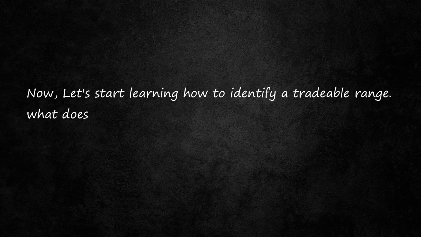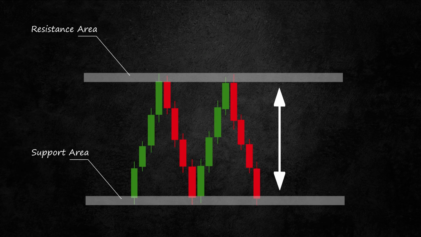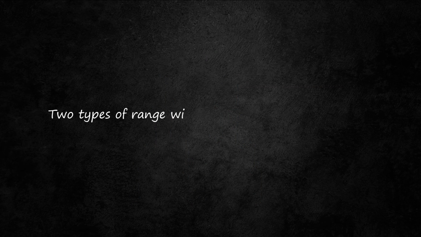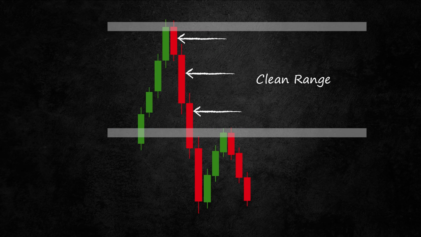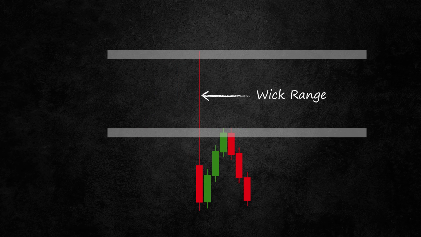Now, let's start learning how to identify a tradable range. What does range mean? It is the difference between the price of support and resistance, to support, or to resistance. Two types of range we'll use to trade in this strategy. First one, clean range. The clean range represents candles that have a big body going in the same direction. The second one is the wick range, so as the name describes, it's a range that is formed from a long wick candle.